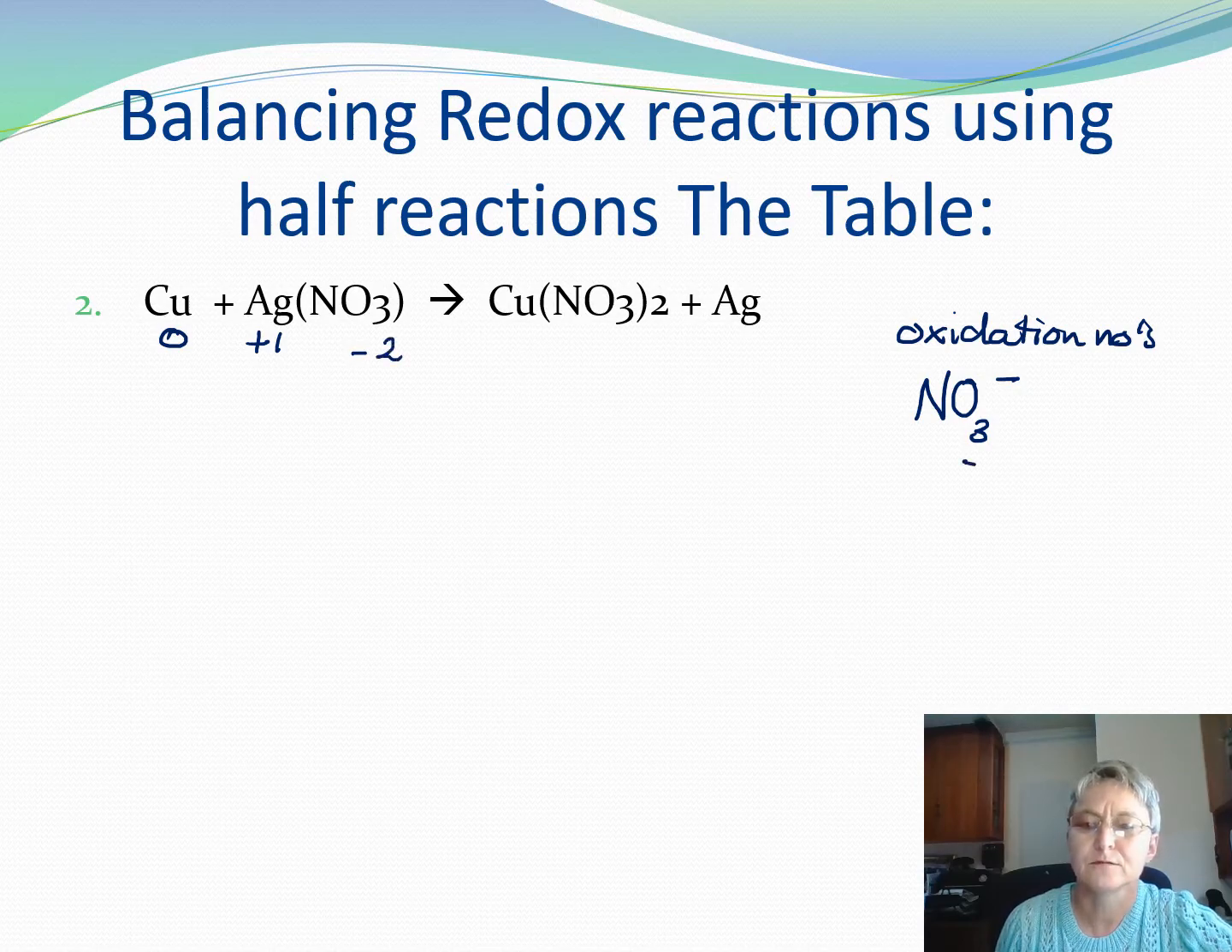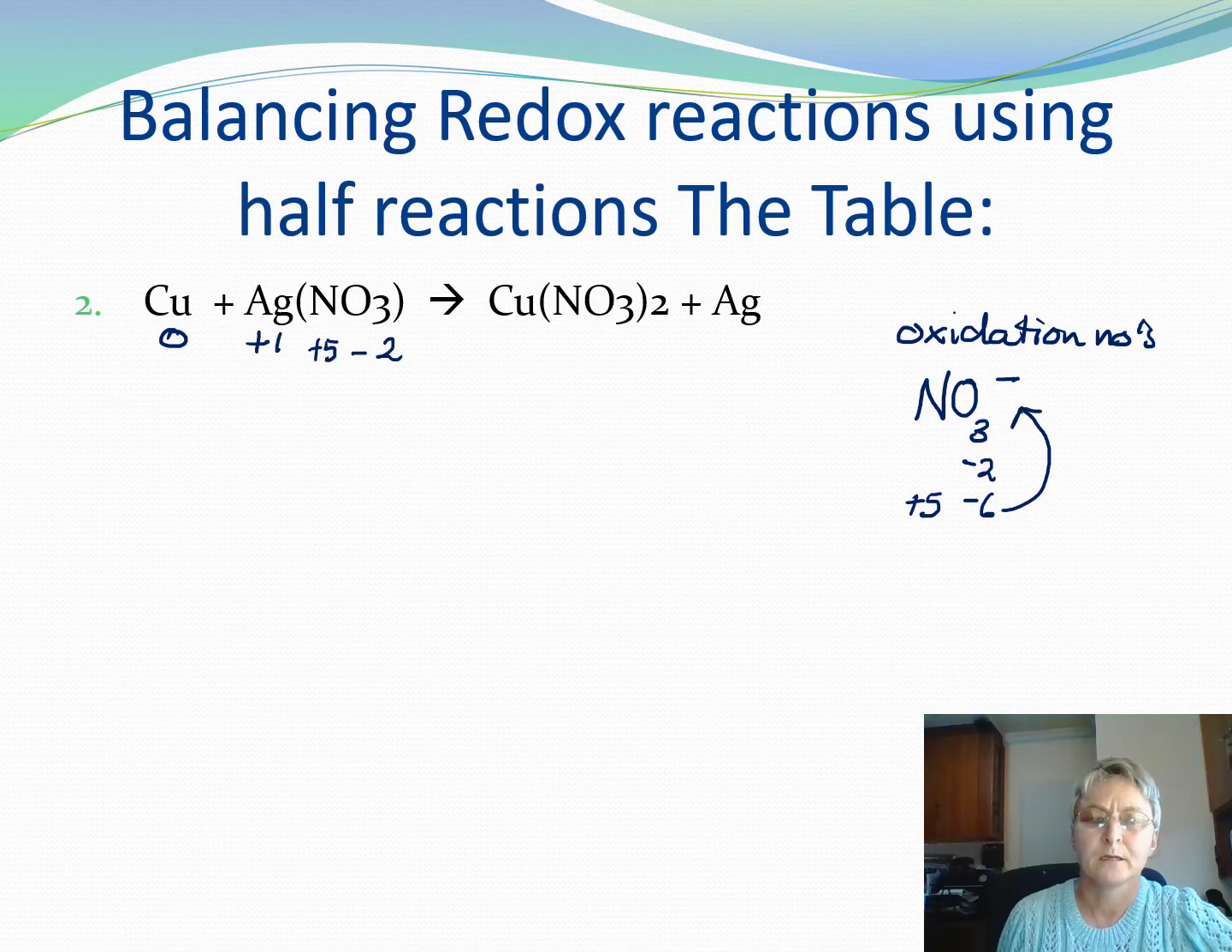If we've got a -2 for oxygen and there are 3 oxygens, it adds up to a -6 charge, of which 1 remains on the ion. So there are 5 negative charges that need to be cancelled out. So the nitrogen's oxidation number is +5. The copper here has an oxidation number of +2. The nitrate remained unchanged, so it's +5 for nitrogen and -2 for oxygen, and silver's oxidation number is 0.